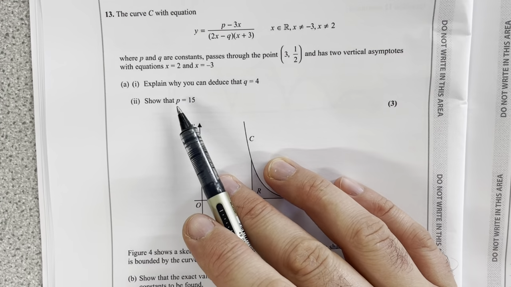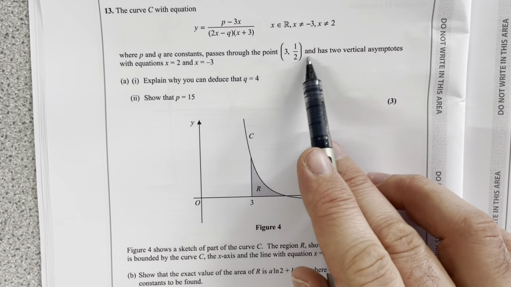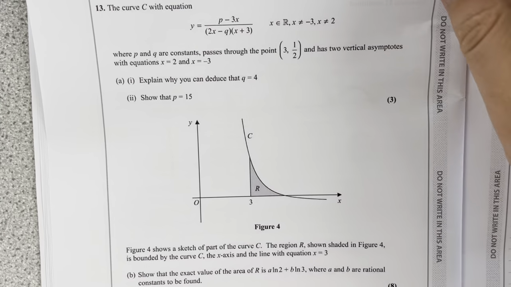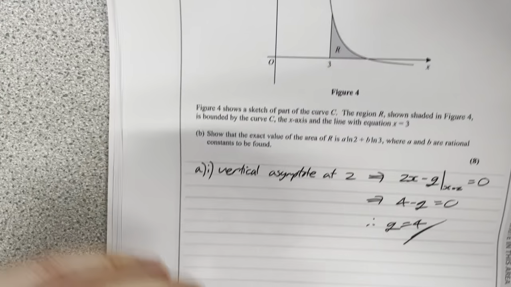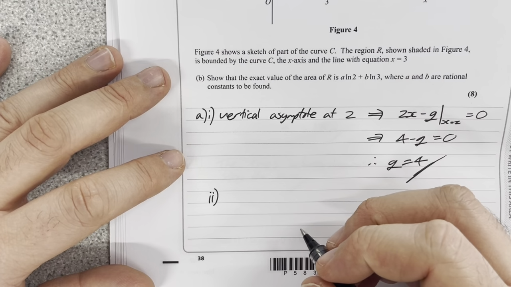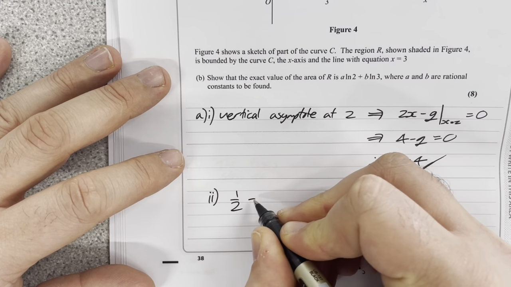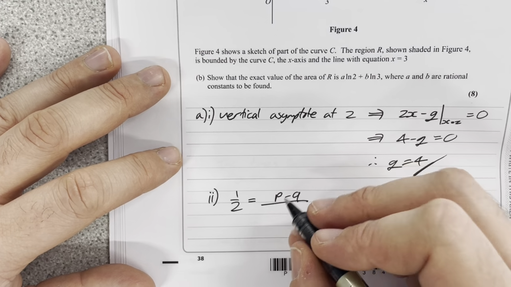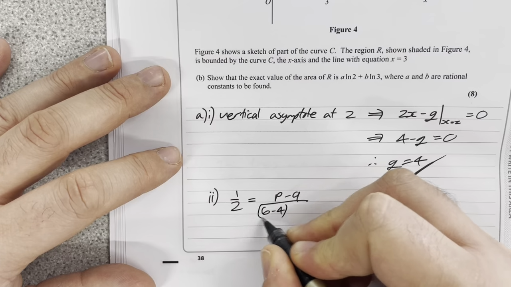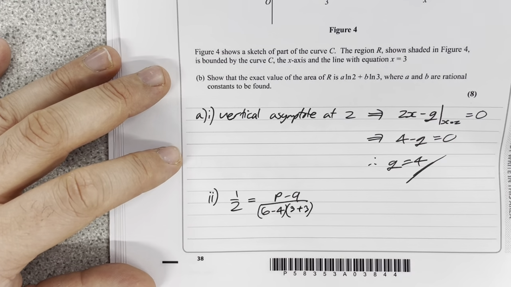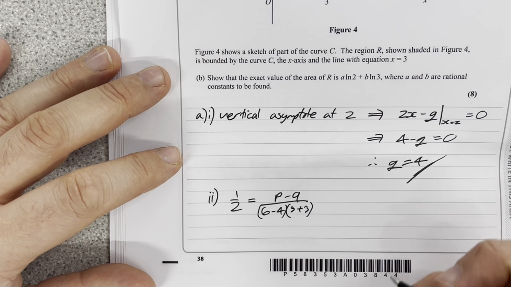Show that p is 15. Well, to get that, we're going to use this piece of knowledge. We know that when x is 3, y is a half. So that's going to give us a linear equation in p, which we can solve. So part 2, when x is 3, y is a half. So we're going to have a half is equal to p minus 9 divided by 6 minus 4 times 3 plus 3. It's just plugging in x is 3. We know that q is 4 and y is a half.